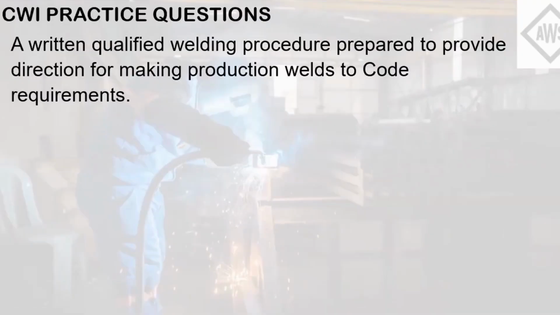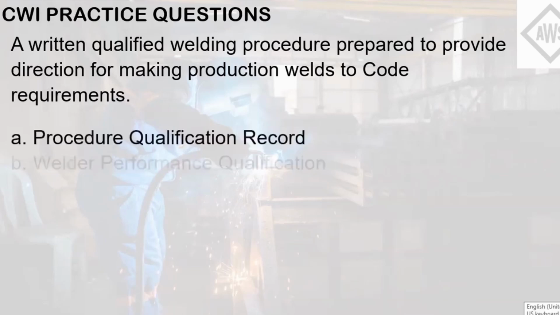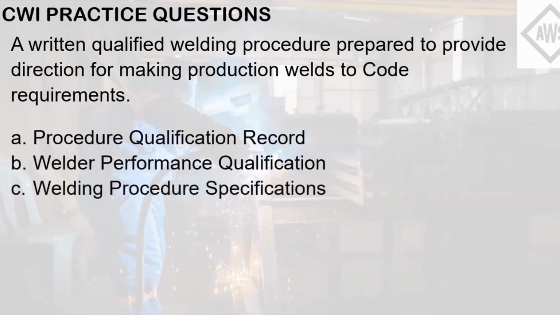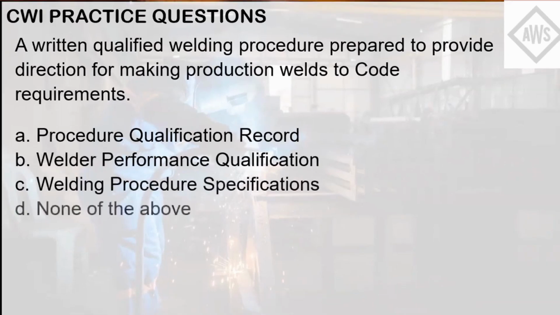A written qualified procedure prepared to provide direction for making production welds to code requirements. A. Procedure qualification record. B. Welder performance qualification. Letter C. Welding procedure specification. Or letter D. None of the above. So this question pertains to what is the welding document that is used to provide direction for the welder in making sound production welds. So what do you call that document? So the answer here is letter C, welding procedure specification.